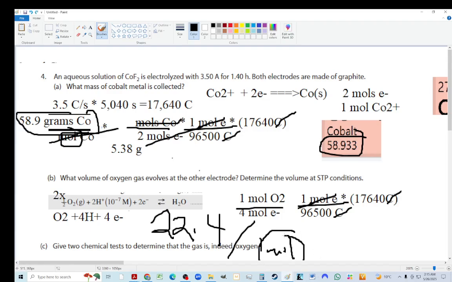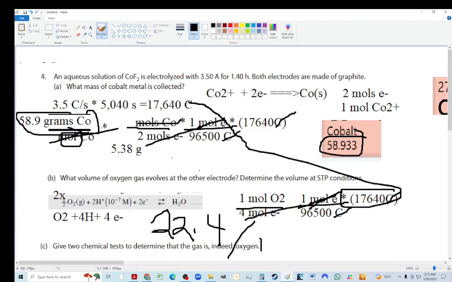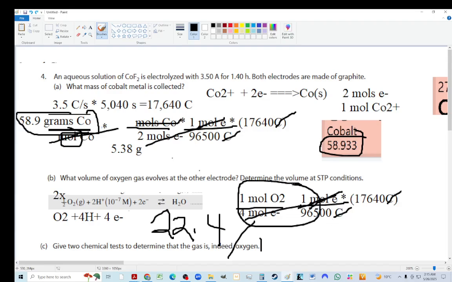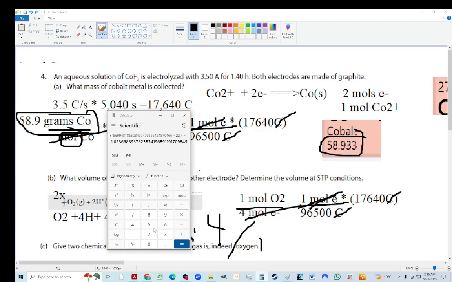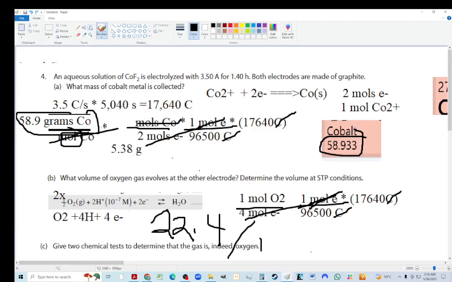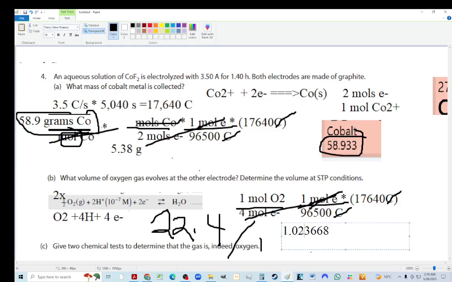So really I just need the moles of oxygen. Well, I know 1 mole of oxygen for every 4 electrons. I know that there's 1 mole of electrons for every 96,500 coulombs thanks to Faraday's law. The electrons will come out. I know the amount of coulombs we calculated out here, so the coulombs come out, and I'll be left with moles of oxygen. So I take 17,640 divided by 96,500 and divide by 4. This is how many moles of O2 you have, and then you have to multiply it by the constant, 22.4, and it's the answer. And then you have to, again, use 3 sig figs.